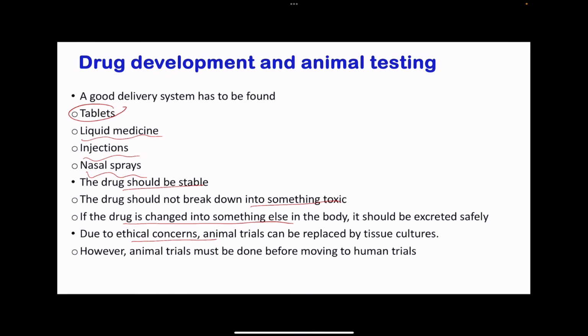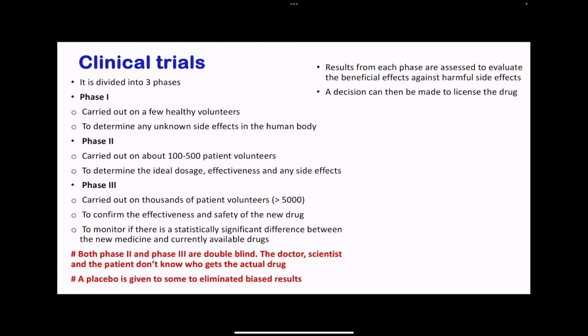Also, due to ethical concerns, animal trials can be replaced by tissue cultures, although animal trials must be carried out before moving on to human trials. So this is about minimizing the number of animals that are used in the trial, although we must carry out some trials on animals before we move on to human trials.